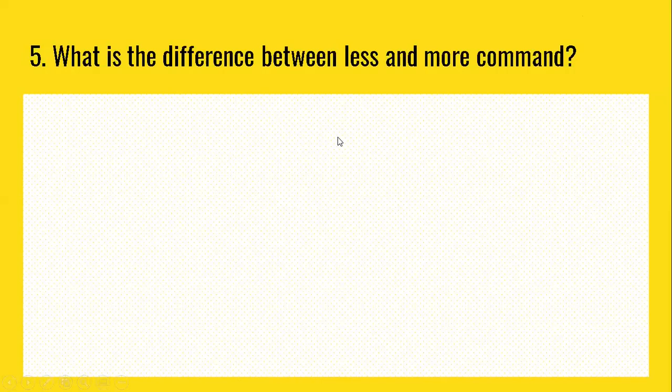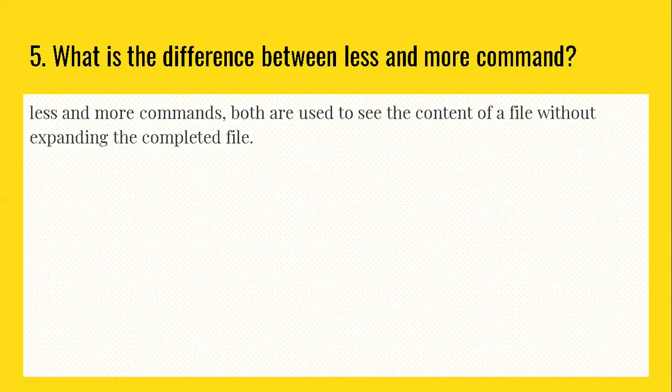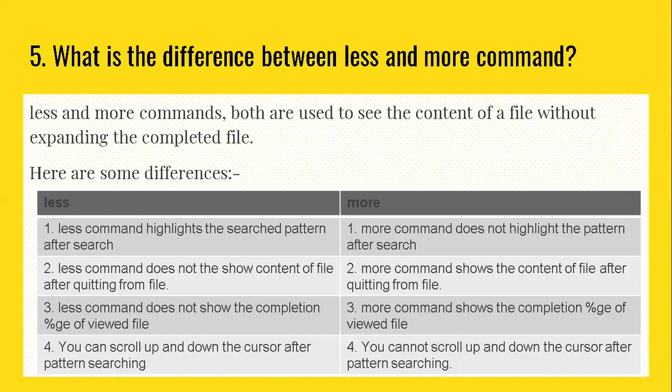So the next question is what is the difference between the less and more commands? Both are used to see the content of a file without opening the complete file. Here are some differences. The less command highlights the search pattern after search, and more does not highlight the pattern. Less does not show the content of the file after quitting, but more shows the content after quitting. Less does not show file completion, so you cannot see how much of the file you have viewed, but more shows the percentage of the file viewed. You can scroll up and down after pattern searching in less, but you cannot in more.